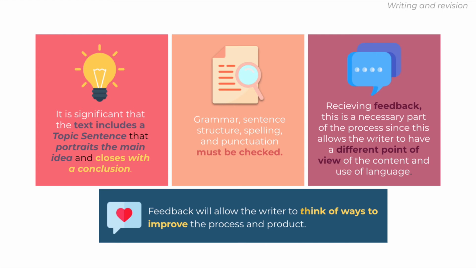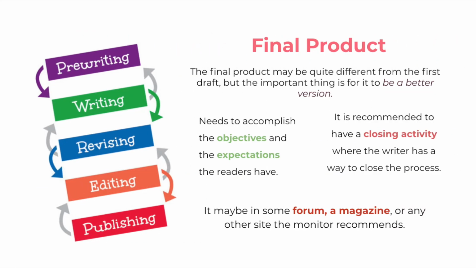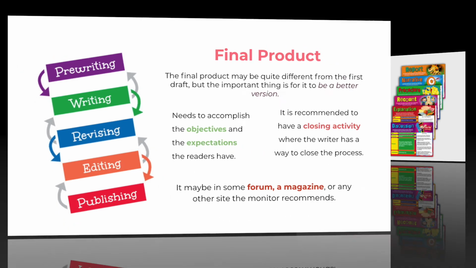Feedback is really important since it will allow the writer to think of ways to improve the process. And the final stage, that is the final product. The final product may be quite different from the first draft, but the important thing is for it to be a better version. For the final product to be correct, it needs to accomplish the objectives and expectations of the readers. It is recommended to have a closing activity where the writer has a way to close the process, and it may be in a forum, a magazine, or any other site the monitor recommends.